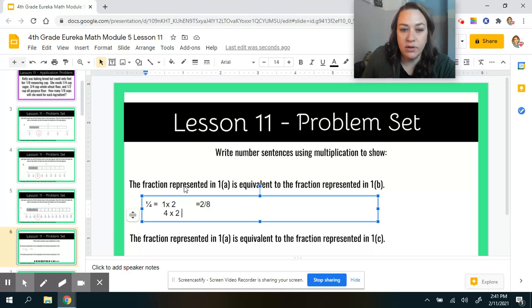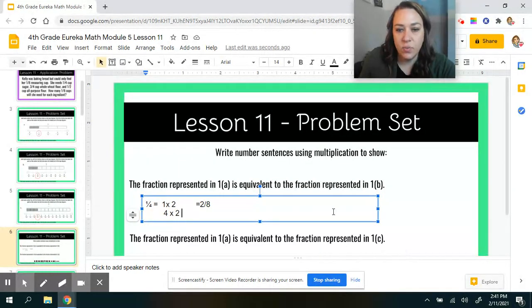So our numerator of 1 times 2 gave me 2, and 4 times 2 gave me 8. Because it said write number sentences using multiplication to show, that's all you would have to do. 1/4 is equal to 2/8. Let me show you how with that multiplication.